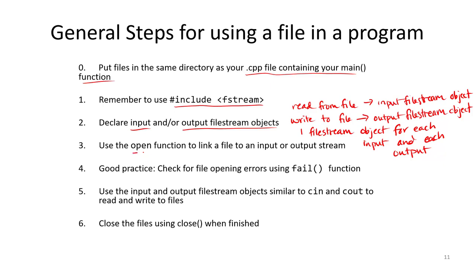Once we have our file stream objects, we use the open function to link a specific file to an input or output file stream object. A good practice at this point is to check and make sure that the file opened properly and that the file was found. So good practice is to check for errors using the fail function. Once we've checked for errors and everything is fine, you'll see that we can use the input and output file stream objects in the same way as we use cin and cout.